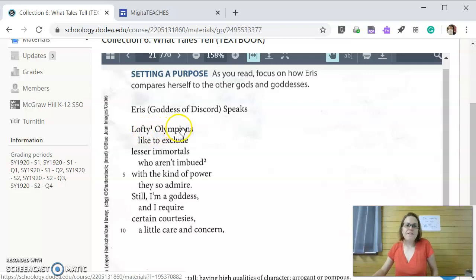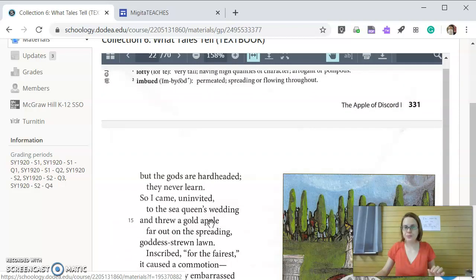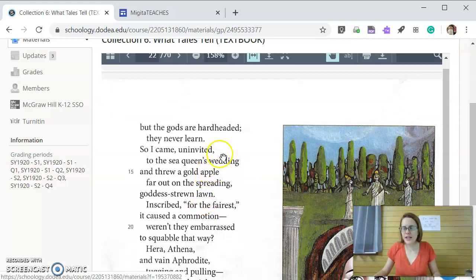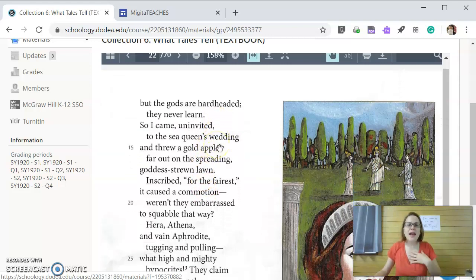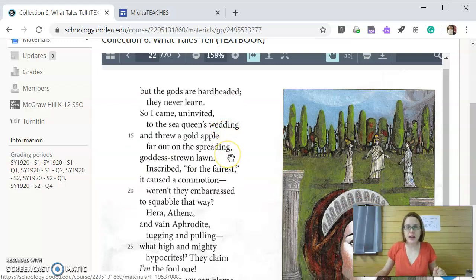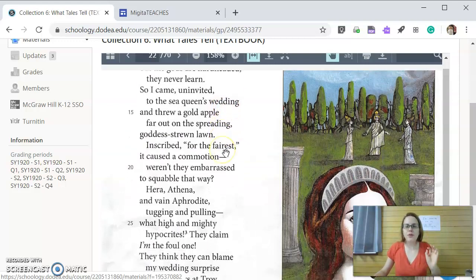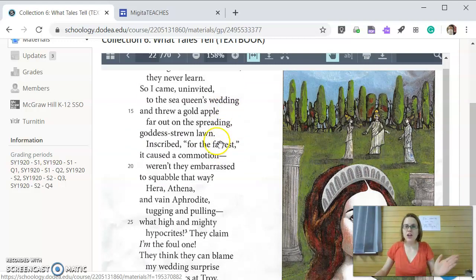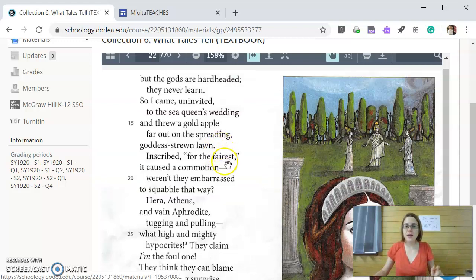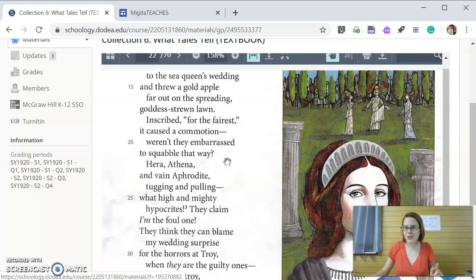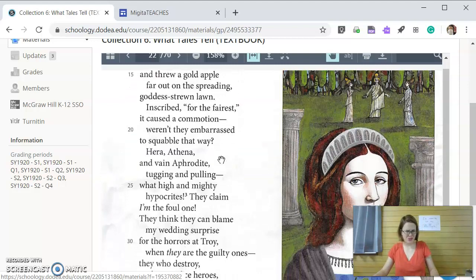Lofty Olympians like to exclude lesser immortals who aren't imbued with the kind of power they so admire. Still, I'm a goddess and require certain courtesies, a little care and concern. But the gods are hard-headed, they never learn. So I came uninvited to the Sea Queen's wedding and threw a gold apple far out on the spreading, goddess-strewn lawn. Inscribed for the fairest. It caused a commotion. Weren't they embarrassed to squabble that way?